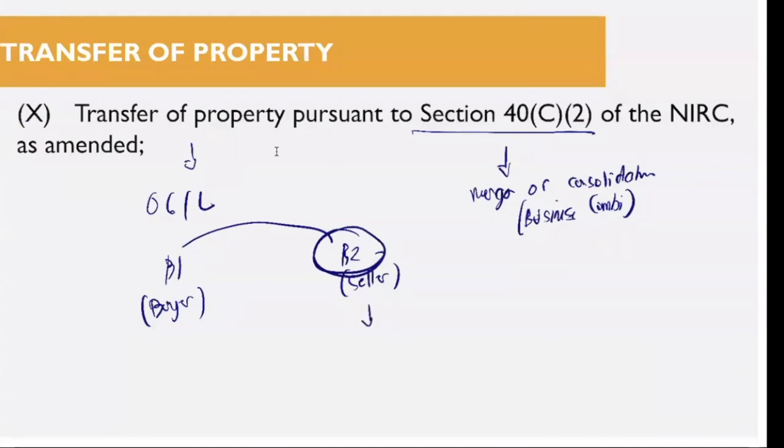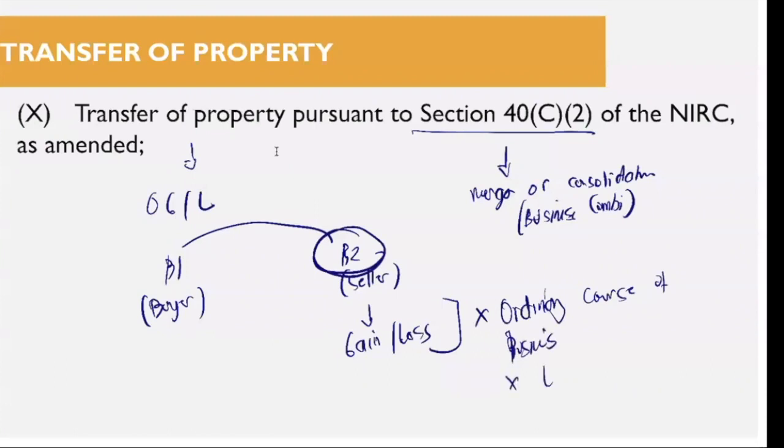So here, as a seller, you will recognize any gain or losses. This gain or loss is not considered ordinary course of business. Okay? It is not considered ordinary course of business. That's why it is considered exempt. So if ever there is a transfer of property pursuant to a merger or consolidation or a business combination, take note that whatever gains or losses that the seller had incurred is not considered as a gain or loss that is subject to business tax. It is not based on ordinary course of business.